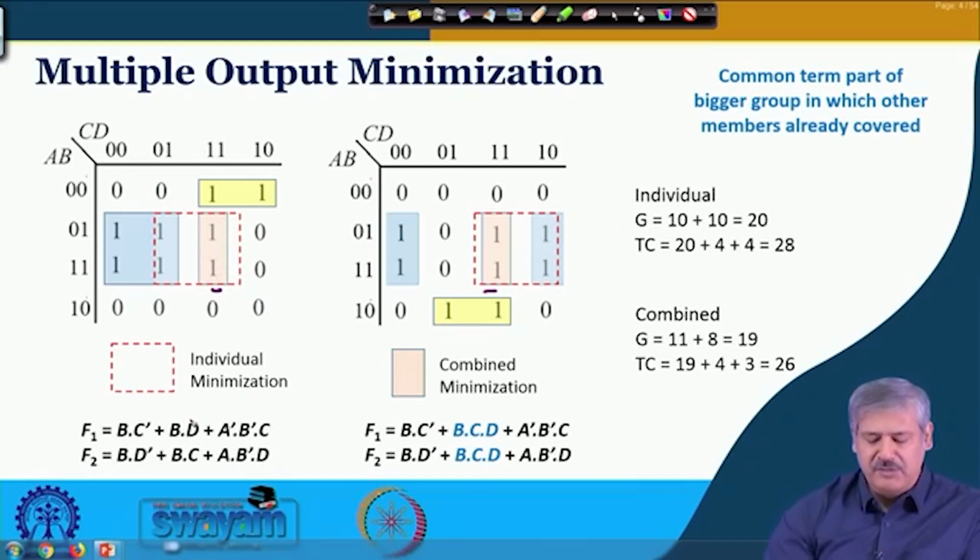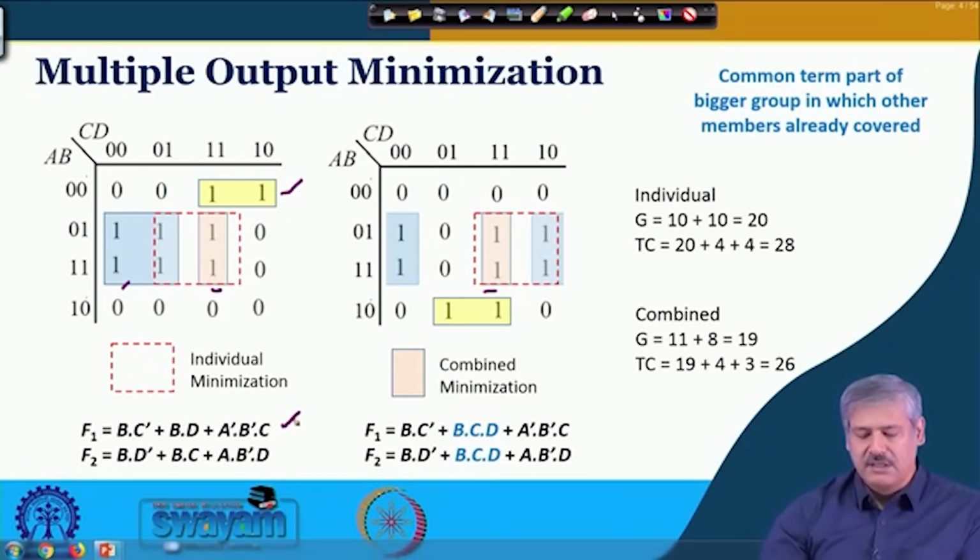Therefore, if you go for individual minimization, this is how we will realize it: B C prime, B D and A prime B prime C. So, this is the term A prime B prime C, another term is B C prime, which is coming from here, and the other one is your B D. So, this is the term that we are talking about. Okay. So, this is how you will get it, and for the second case, this common term can be part of a bigger group. Okay. So, this is the corresponding realization of it: B D prime, B C, and A B prime D. So, this is A B prime D.